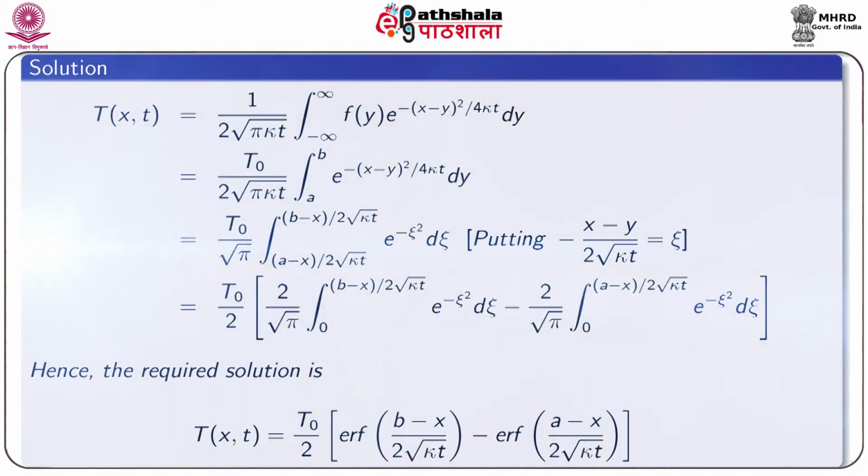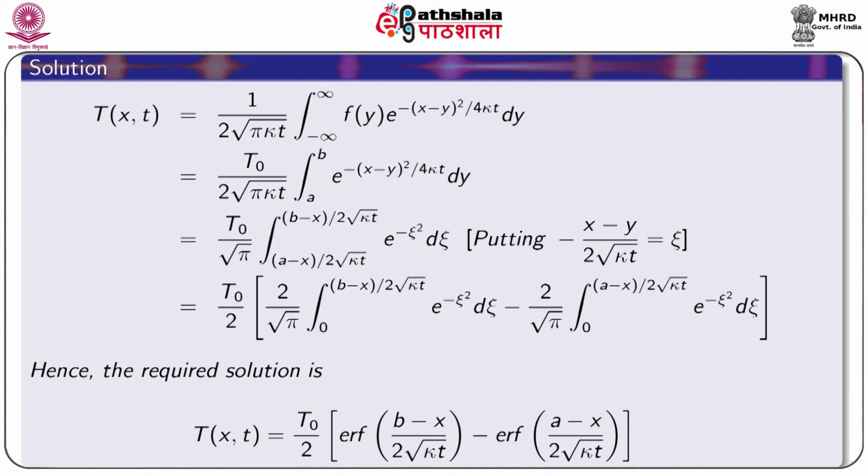Now, if we look at the general or fundamental solution, the expression for capital T can be written in this way. The range of y is minus infinity to plus infinity, but for this problem the temperature is 0 outside. Here F(y) is T0 within the range a to b and F(y) equals 0 outside this region. So, we can put the value of F(y) as T0 within the range a to b, and outside this region F(y) becomes 0. So, the integral can be written like this.